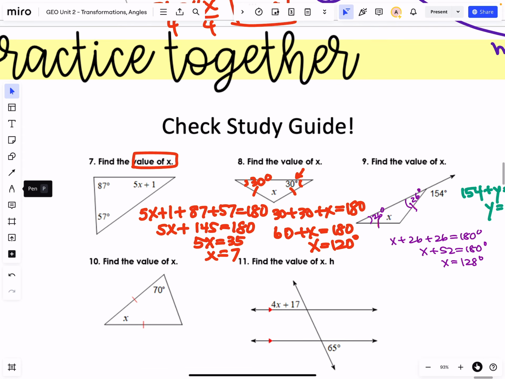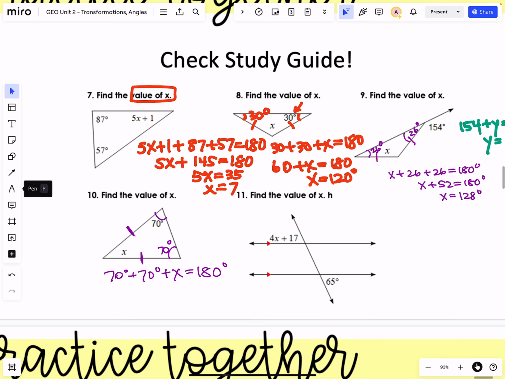All right, number 10, we have a couple more that have that isosceles thing going on. So opposite angles, these two are the ones that are congruent. I've got one that measures 70, so the other one here must also measure 70. So 70 plus 70 plus x equals 180. And 140 plus x is equal to 180. X would equal 40 degrees.